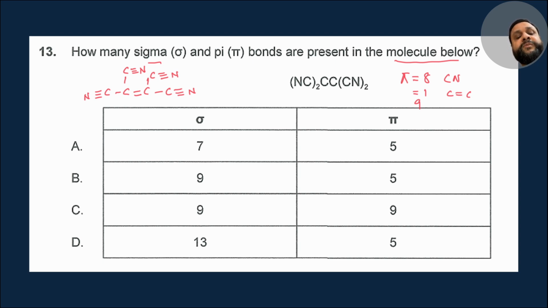But let's count how many sigma bonds we have there. So there are 4 sigma bonds in cyanides, and there are 4 sigma bonds between carbon and cyanide, and there's 1 sigma bond between carbon and carbon. So total 9 sigma bonds. So in this molecule we have 9 sigma bonds and 9 pi bonds. Hence the correct answer is C.